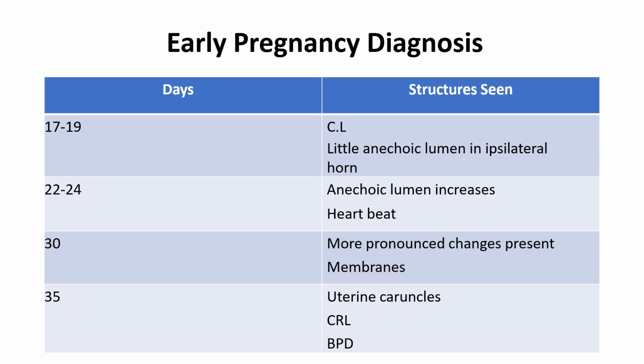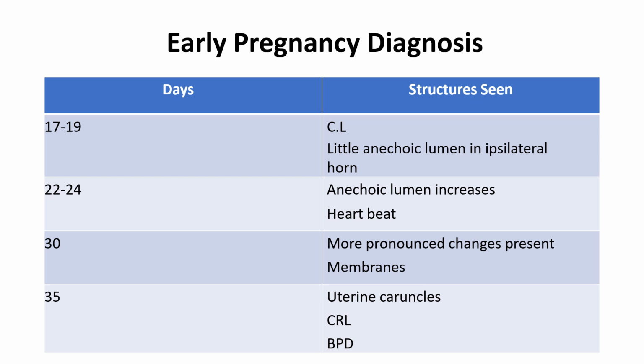In early pregnancy diagnosis, you can detect the pregnancy at day 17 to 19 by scanning the CL, corpus luteum, and you can see the little anechoic lumen in the ipsilateral horn, means there will be some fluid accumulation in the horn that has the pregnancy, and CL is on the same side of the ovary.